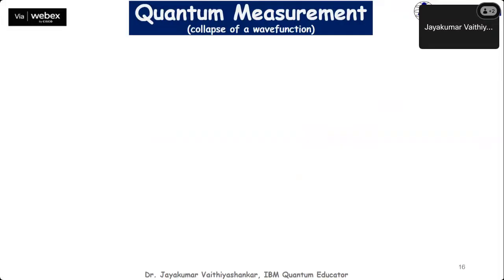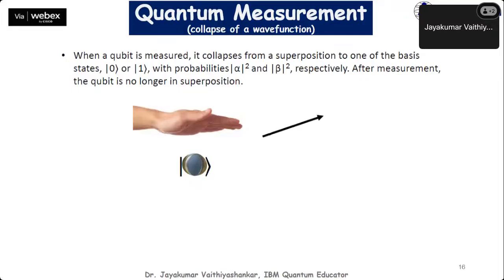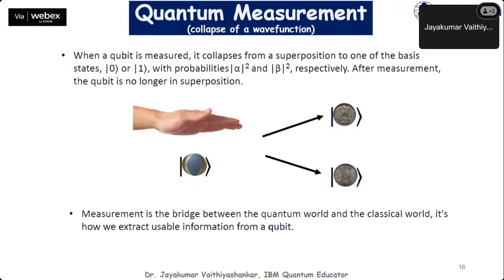This is what we are discussing: quantum measurement, which acts like the collapse of a wave function. When a qubit is measured, it collapses from the superposition to one of the basis states, 0 or 1, with probability modulus alpha squared and modulus beta squared respectively. After measurement, the qubit is no longer in superposition. It is like a spinning coin. Whenever you do the measurement by your hand, you will get two possible states.